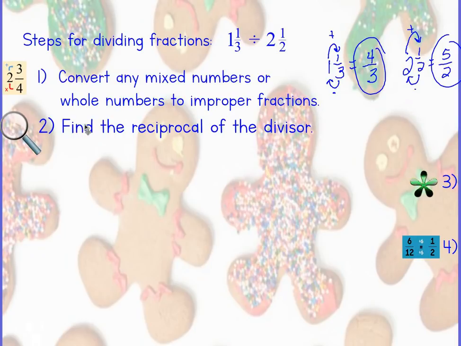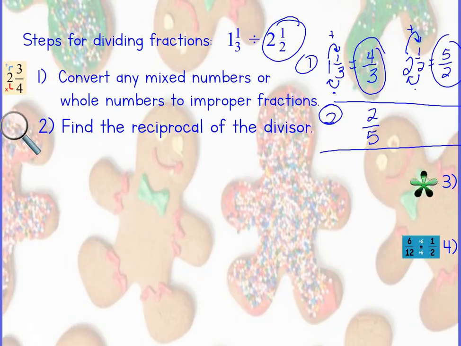So now I have to find the reciprocal of the divisor. Remember, the divisor is always the number doing the dividing. So here, 2 1/2 is my divisor. So the reciprocal of my divisor would be 2/5. Okay, so there's step 1. Here's step 2.